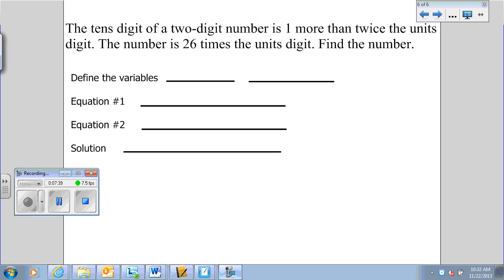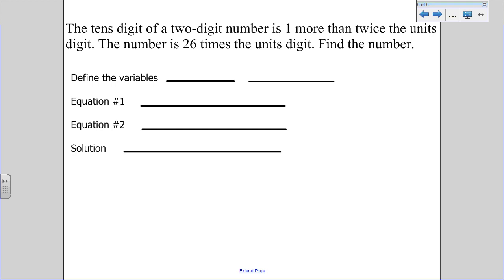And so just like when we started out, we had, the length is twice the width, or the length is 3 less than 4 times the width. And we took those words and turned them into algebraic expressions. We're going to do the same thing here. So it says the tens digit of a 2-digit number is 1 more than twice the units digit. They use the word units instead of ones digit, guys, and I think that's just to keep the number 1 out of the problem. Possibly.